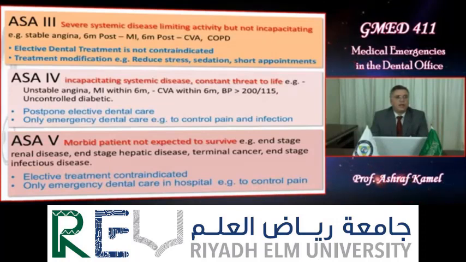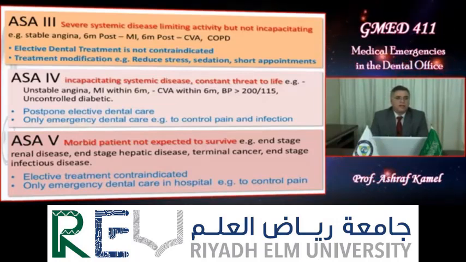ASA 4, there's an incapacitating systemic disease with a constant threat to life, like unstable angina, myocardial infarction within the first 6 months, cerebrovascular accident within the first 6 months, or if there is a very severe hypertension with a blood pressure over 200/115, or uncontrolled diabetes. Here we have to postpone the elective dental care. Only emergency dental care, which is to control the pain and give antibiotics for infection, and that's it.